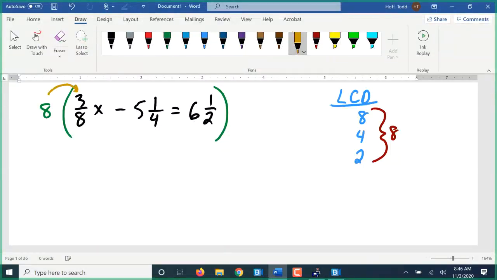So 8 times 3/8 x. Well, we'll make that 8 over 1. 3/8 x we write as 3x over 8. We can put the variable in the numerator if we want. Eight times 3x is 24x. 1 times 8 is 8. 24x divided by 8 is just 3x.